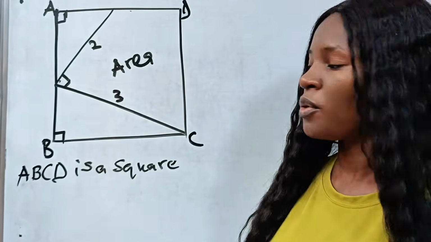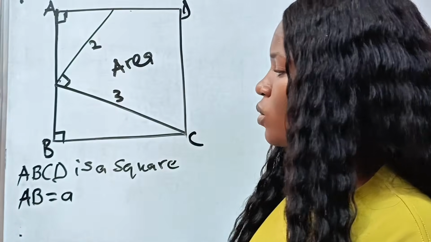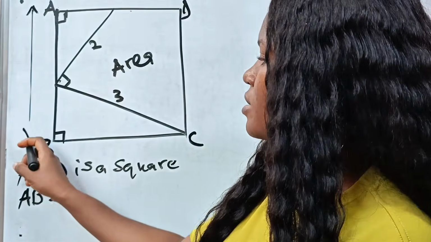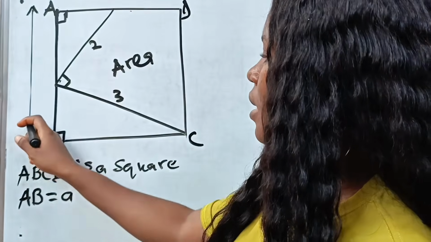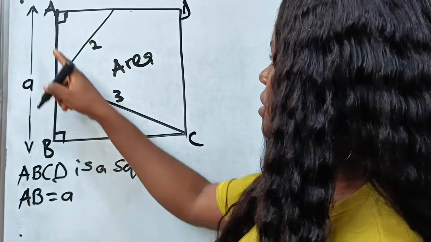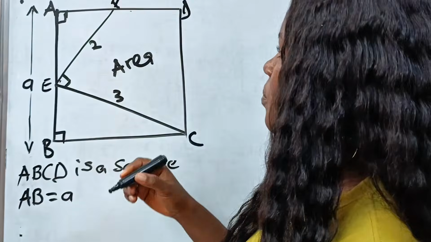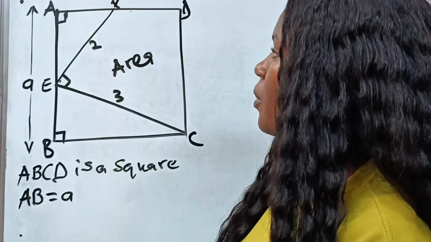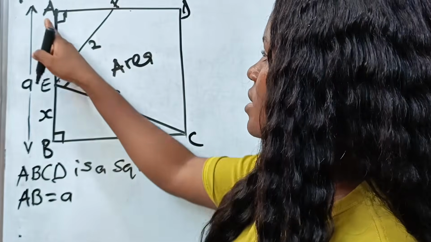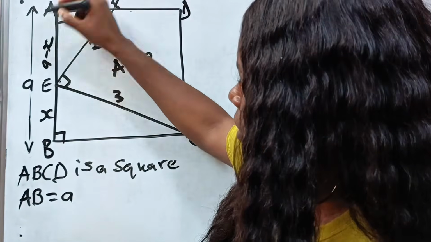Okay? Now, first of all, let us call AB. Let length AB be equal to small a. So that way I'll have from here to here to be equal to a. Now let's call this place, this is ABCD. Let's call here E and this place F. Now let EB be equal to x. That means AE will be equal to a minus x. So we have a minus x here.